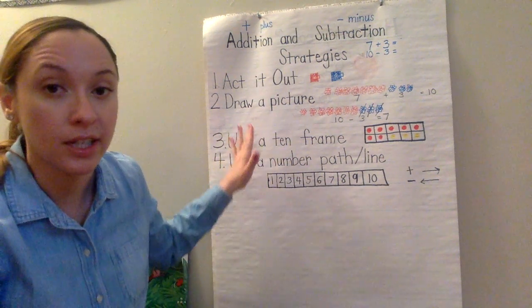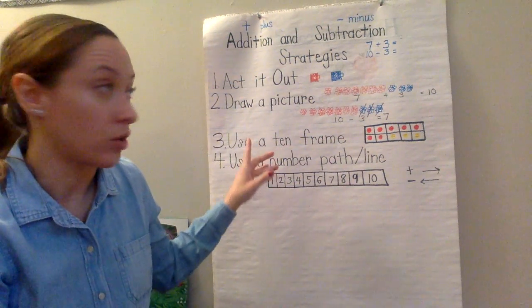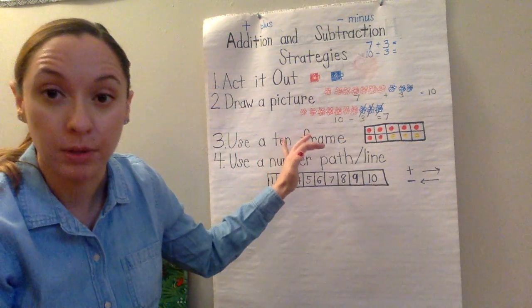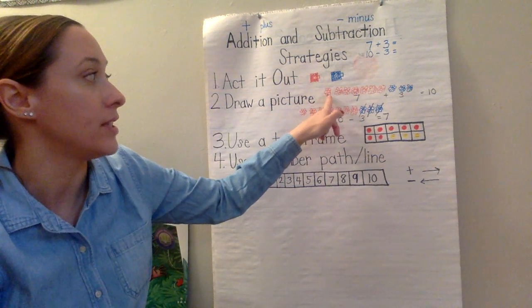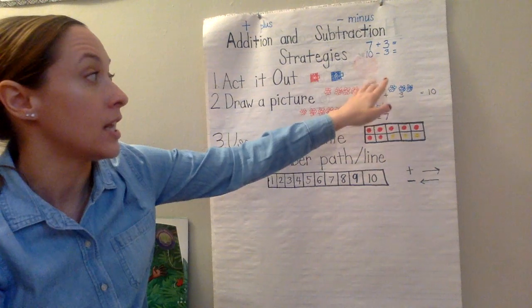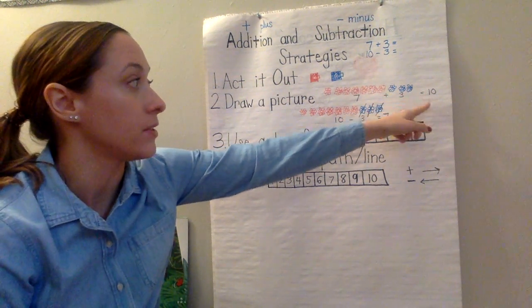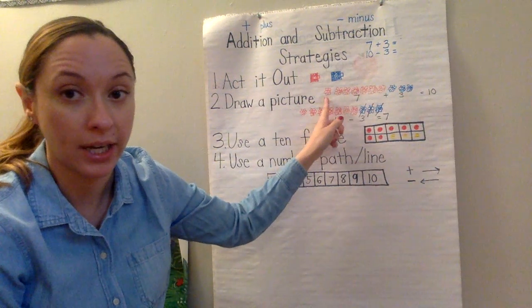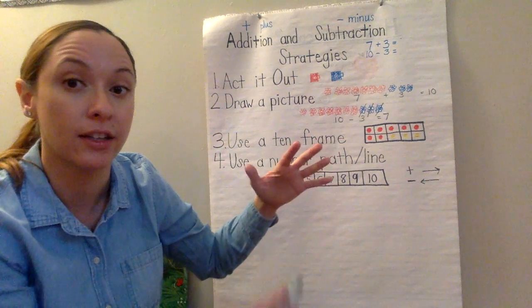Okay. So our second strategy is draw a picture. And I have drawn here an example of both of these number sentences. So in this one, for 7 plus 3, I have 7 red flowers, and then I added 3 blue flowers, and that gives me 10 flowers total. Okay, so remember, when you're adding or you're doing an addition story, you're putting things together.